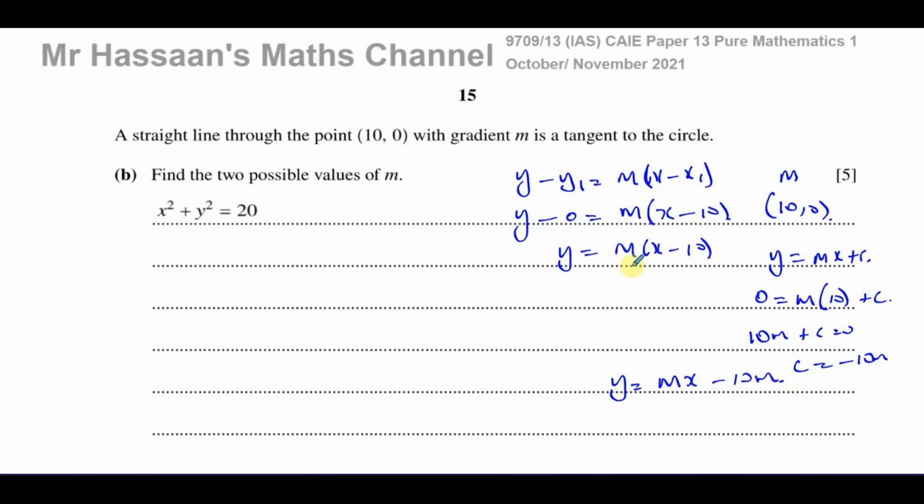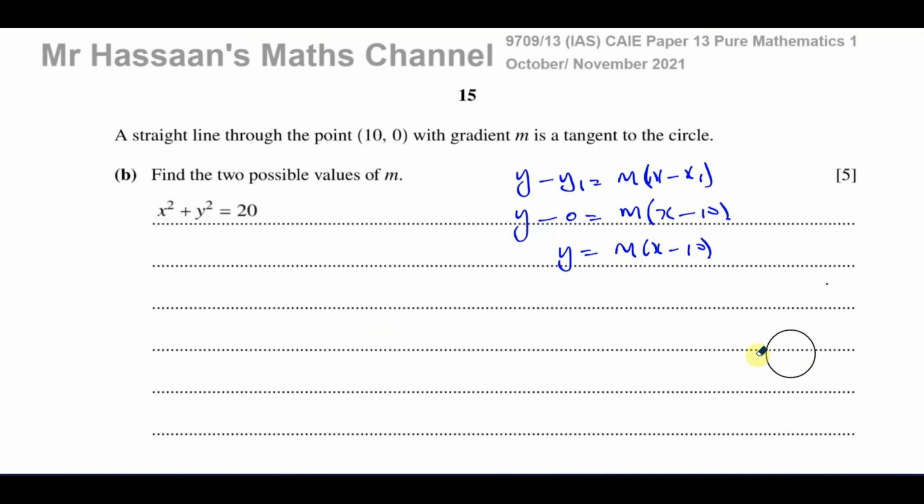I prefer this to be honest, but that's what most students at this stage would probably use. So y equals mx plus c, y is 0, m is m, x is 10, 10m plus c equals 0. So c is equal to minus 10m. So then you can put it in here, y equals mx minus 10m. Okay. Now, I'll get rid of this part for now because of the space. So we know what the equation of this line is.